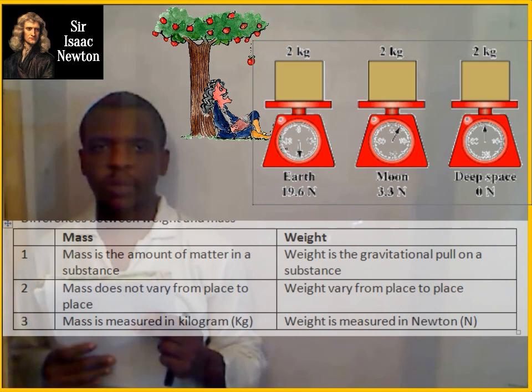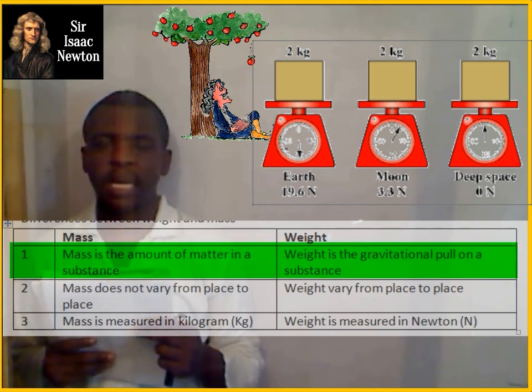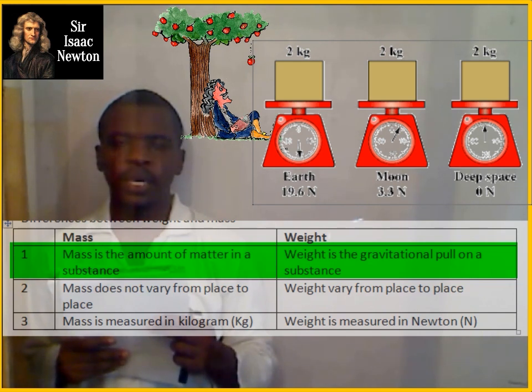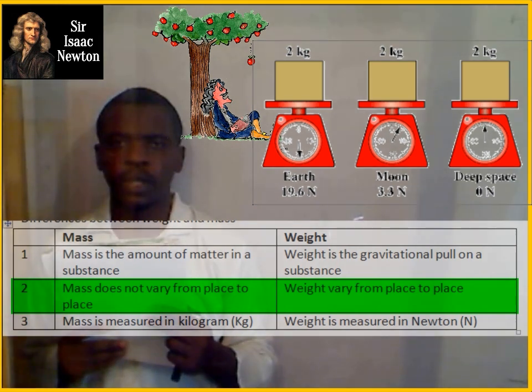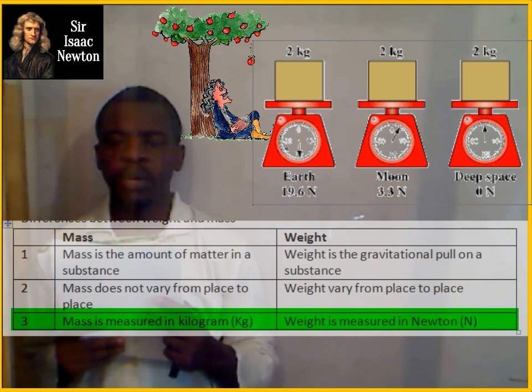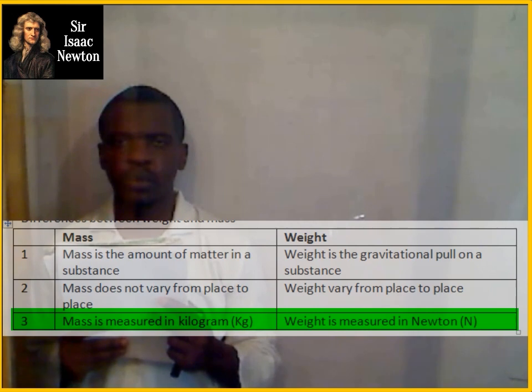Differences between mass and weight. Mass is the amount of matter in a substance. Weight is the gravitational pull on a substance. Mass does not change from place to place. Weight varies from place to place. Mass is measured in kilograms. Weight is measured in newtons.